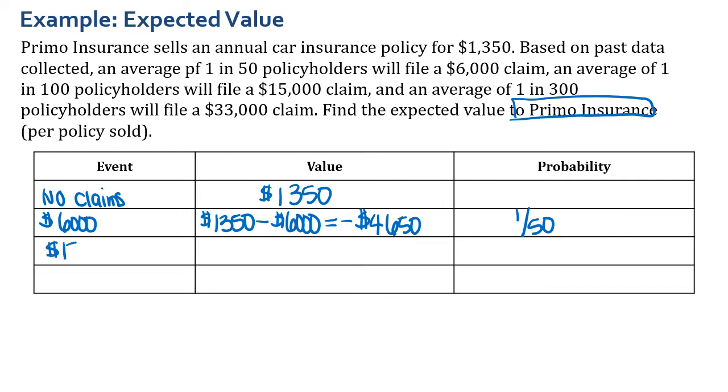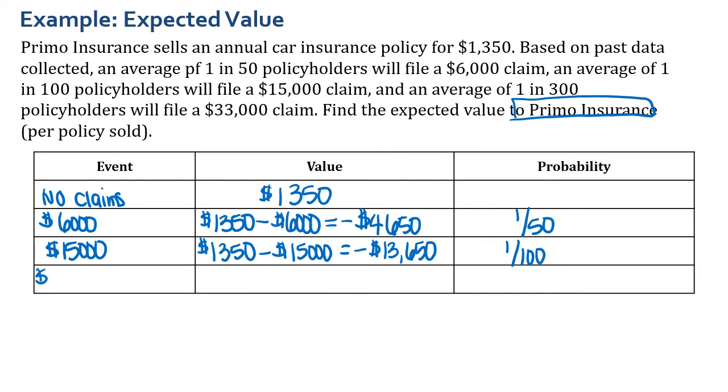The event that a $15,000 claim is paid out, well, the policyholder's already paid $1,350, but now the insurance company has to pay $15,000. So the value of that happening to the insurance company, they will lose $13,650 on that policy. And the probability of that happening is 1 in 100.